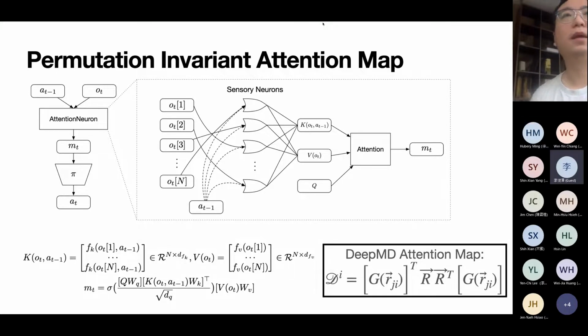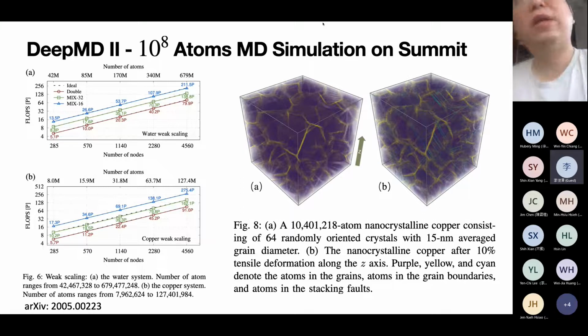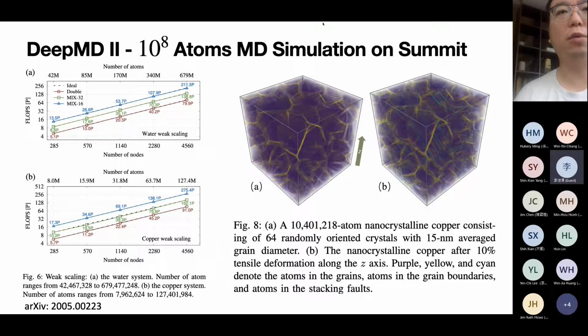Okay, so what's the success of DeepMD? Basically, the success is they managed to simulate hundreds of millions of atoms on the Summit supercomputer. On the left-hand side, we see they simulated water as well as copper as an example. For water, you can see they scale up from 42 million to 679 million atoms.